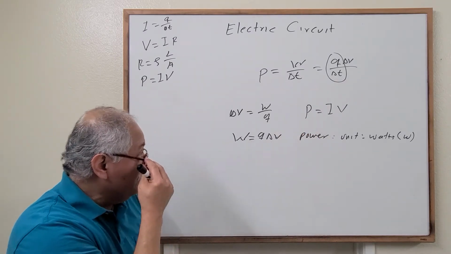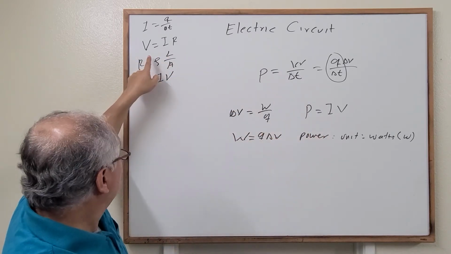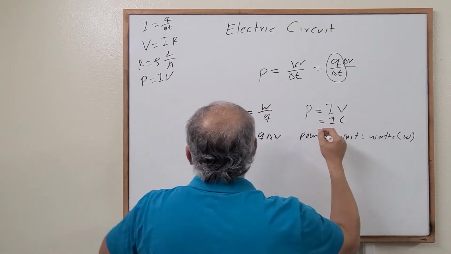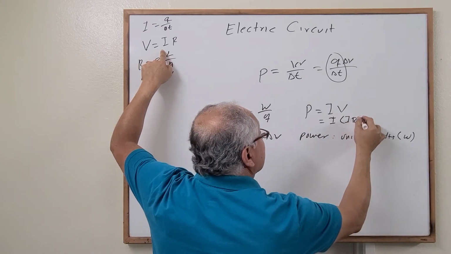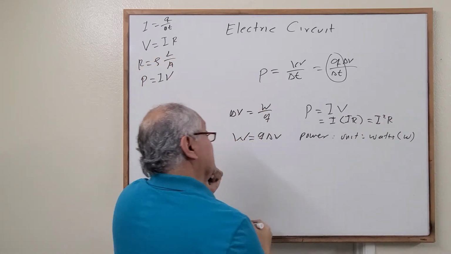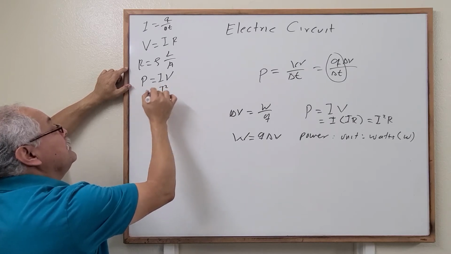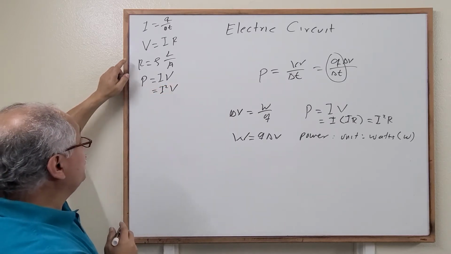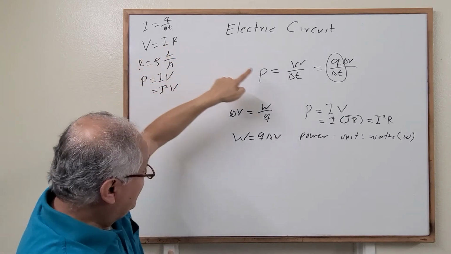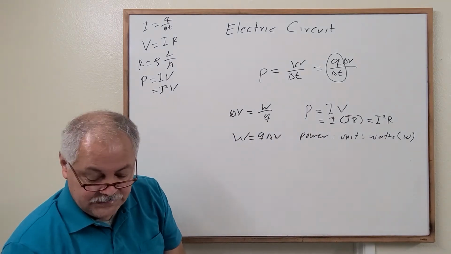Also, we can use Ohm's law right here. What do we have? If we use voltage right here, this is equal to current times voltage, but voltage is current times resistance, correct? And this is equal to current squared times resistance. Also, we can use this quantity right here, current squared times voltage. Also, we can solve for current and plug it right here, and we create another equation. They are the same at the end.